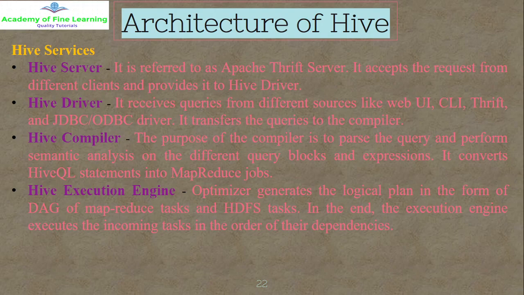Hive execution engine will optimize and generate the logical plan in the form of a directed acyclic graph. Acyclic graph means it is directed from which stage to which. Whatever lines of code you have written for Hive, after compilation, you will get a directed acyclic graph. Based on that, the execution will go through from one step to the next.